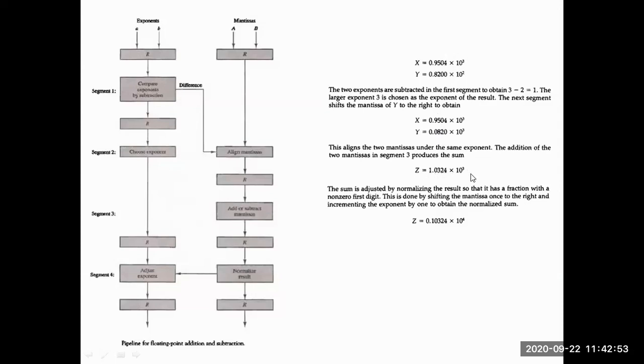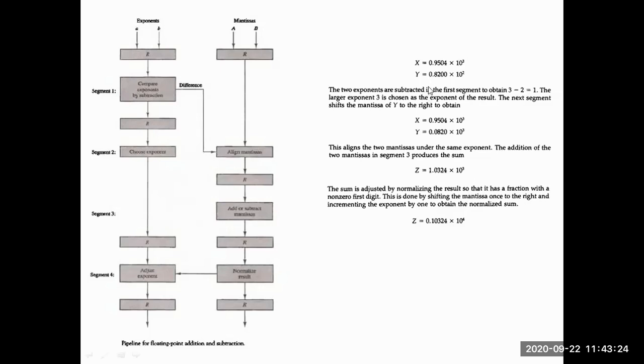So the answer is this. But we always normalize things, so we should normalize this, and when we normalize it, this one will come here, this will become 0.1, and this will become 10 raised to the power 4, obviously. So finally we get this answer. The exponent will be 4, and the mantissa will be this. This is the way we can do addition and subtraction of floating point numbers.